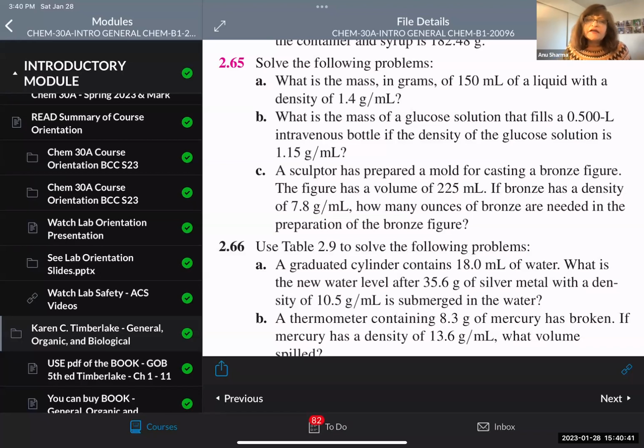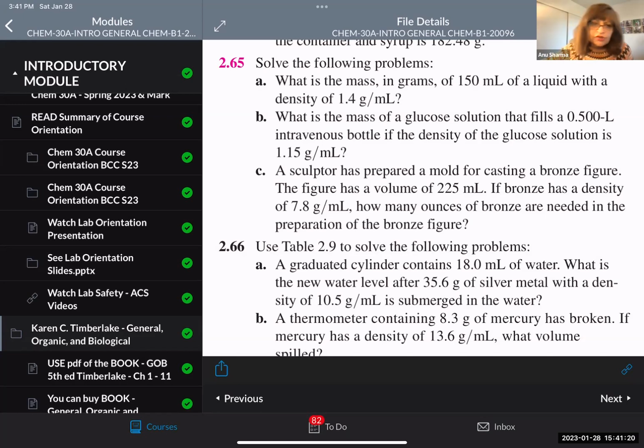Okay, so here a sculptor has prepared a mold for casting a bronze figure. The figure has a volume of 225 milliliter. So volume is given. If the bronze has a density of 7.8 grams per milliliter, so volume and milliliter are matching here. So 7.8 grams per milliliter, that is the density, that is also given. How many ounces of bronze are needed in the preparation of the bronze figure? So here we need to find the weight of the bronze in ounces.